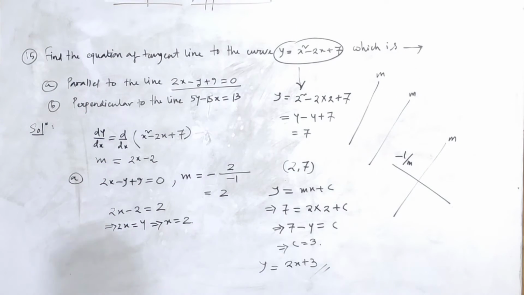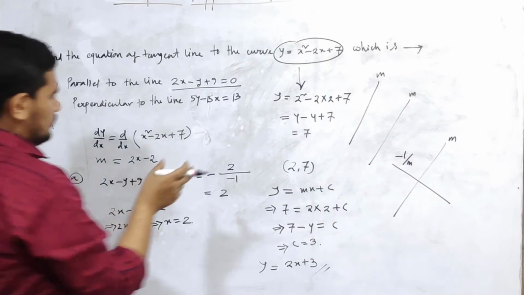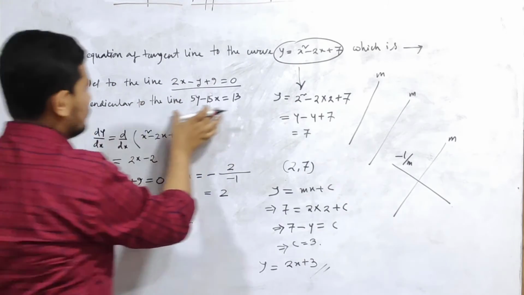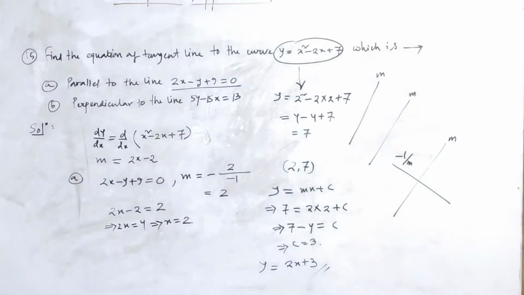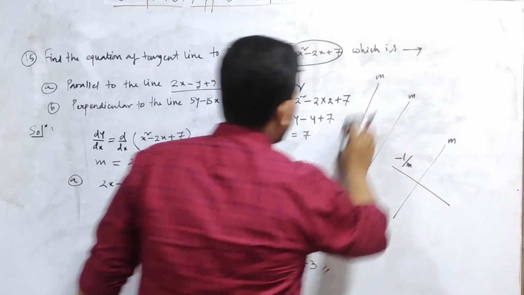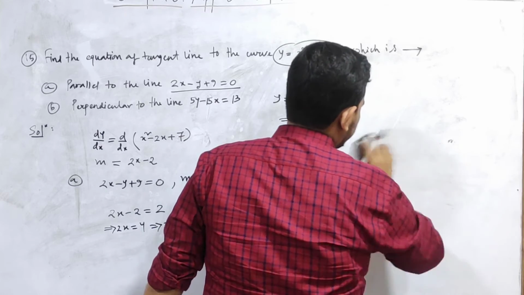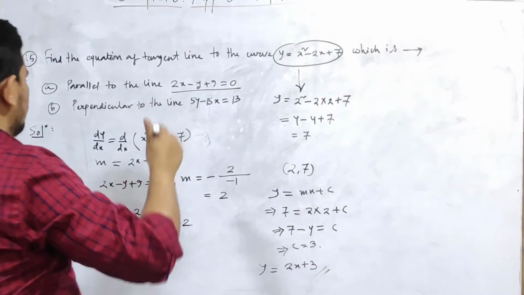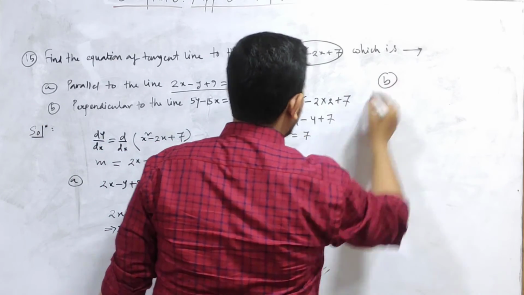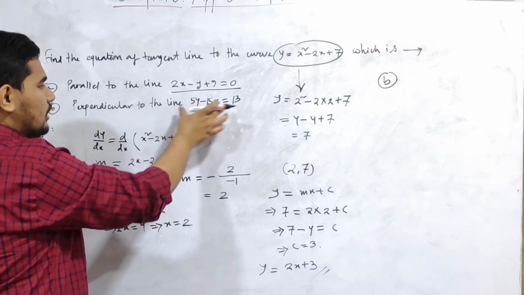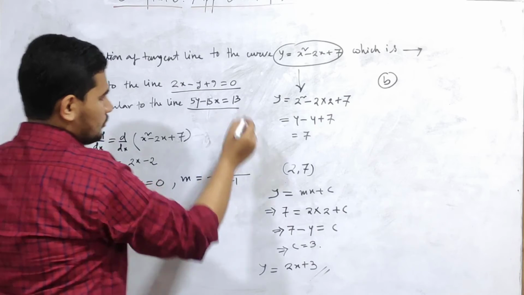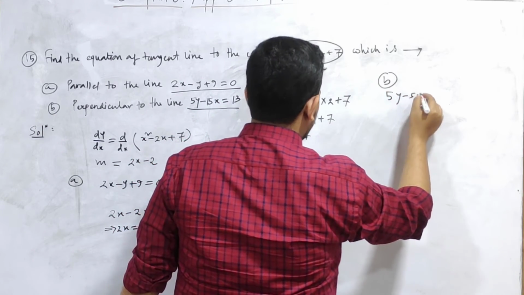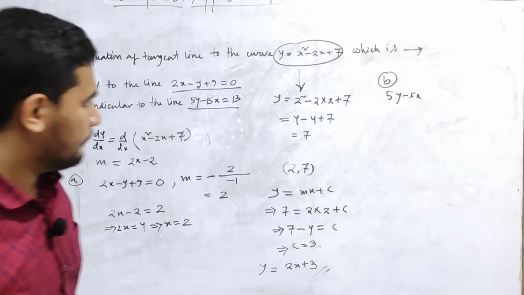The second one is also the same. What is different here is that the tangent line is perpendicular to this line. If I give you a hint, all these steps are going to be needed in the calculation, but the difference is that in the B problem, the tangent line is perpendicular to this line. So first of all, let's find the slope of this line.